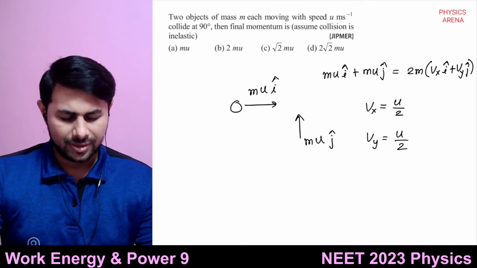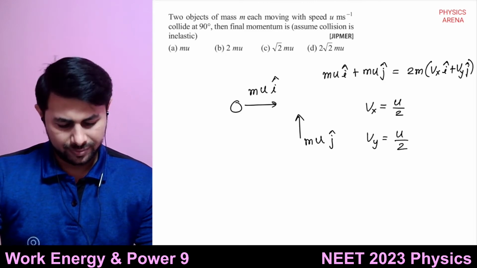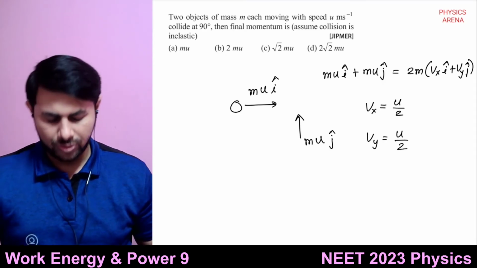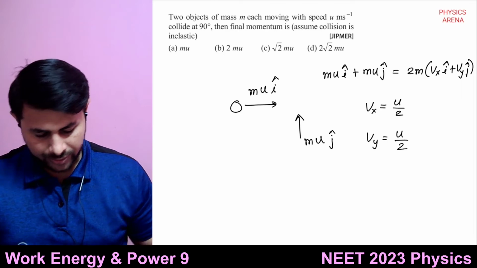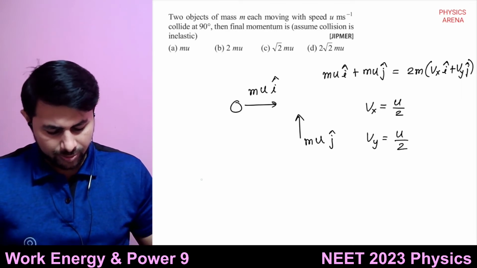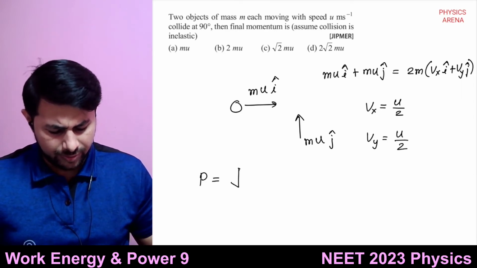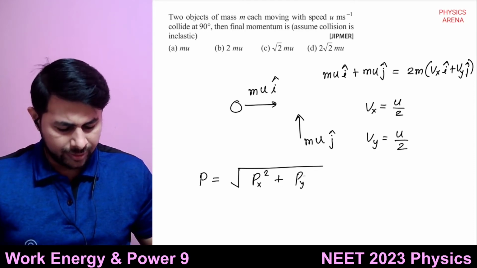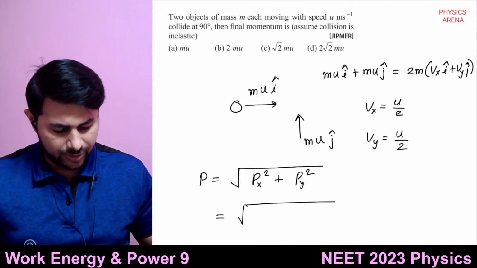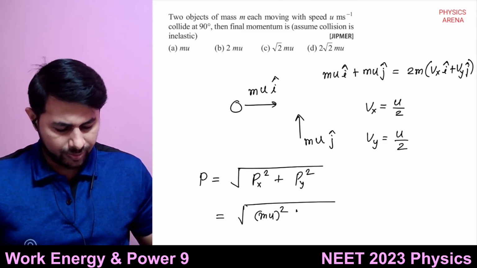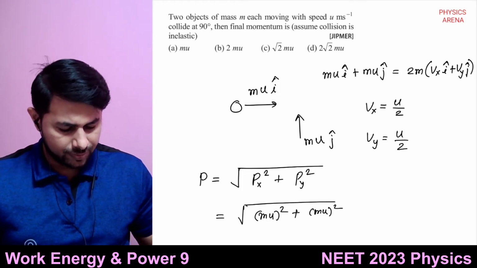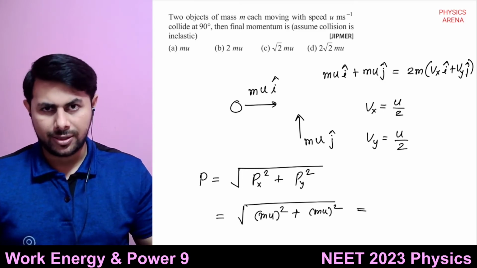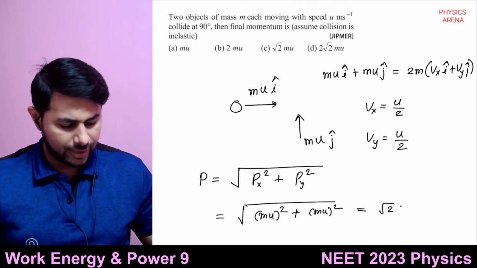Okay, so tell me what's the answer? Should be square root of 2 mu. Okay, see, so total momentum is supposed to be the square root of momentum in x direction square plus momentum in y direction square. So that is square root of mu square plus mu square, right? So 2 times mu square, square root of that is root 2 mu.